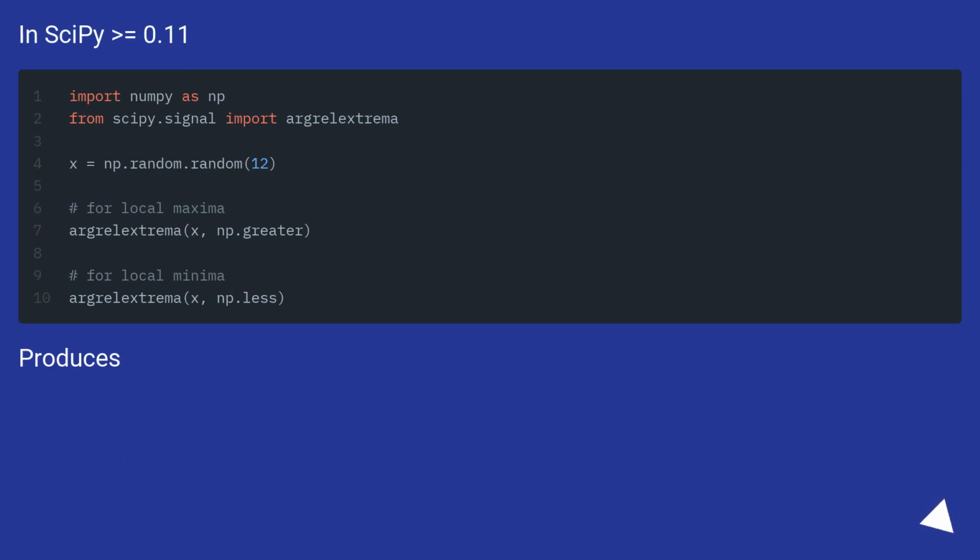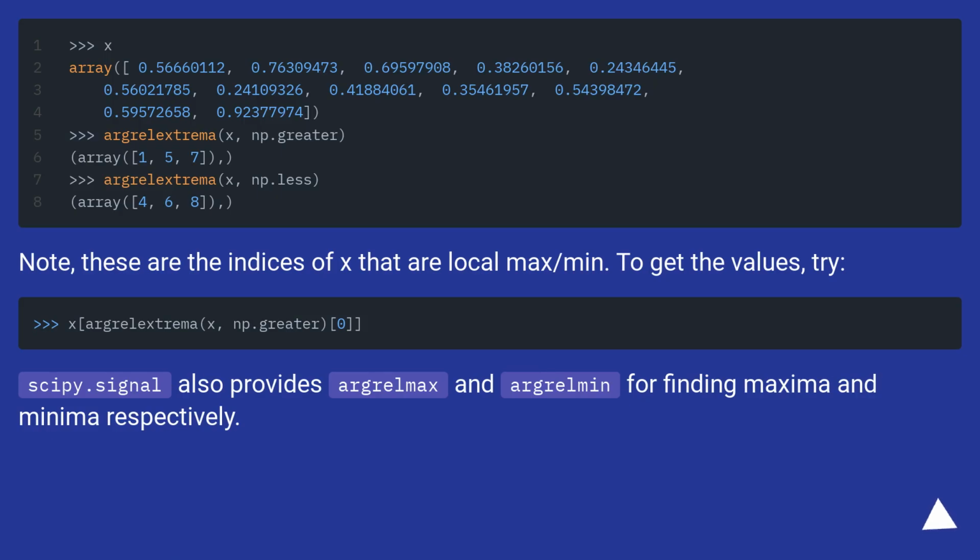Produces. Note, these are the indices of x that are local max. To get the values, try. SciPy.signal also provides argrelmax and argrelmin for finding maxima and minima respectively.